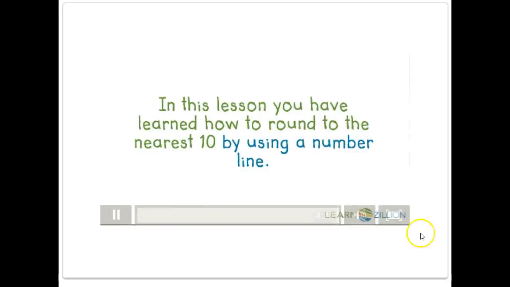In this lesson, you have learned how to round to the nearest 10 by using a number line.